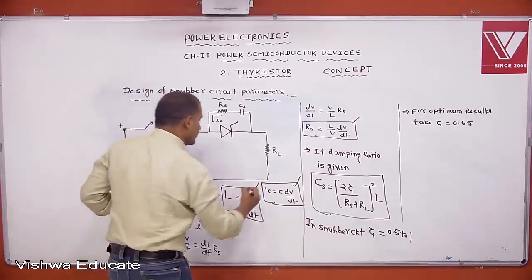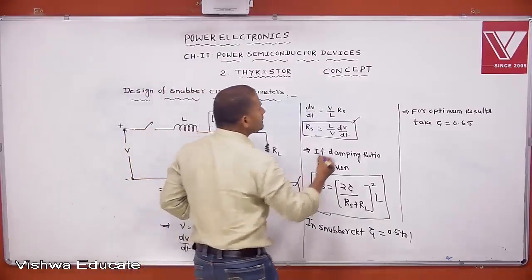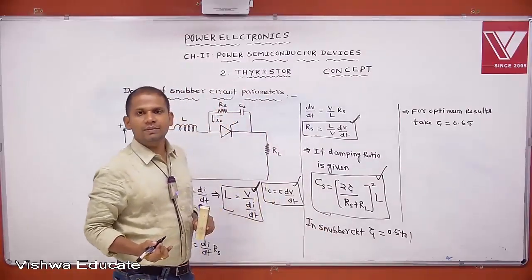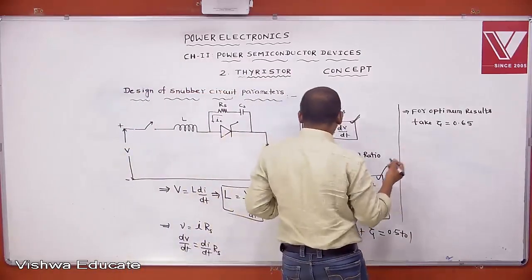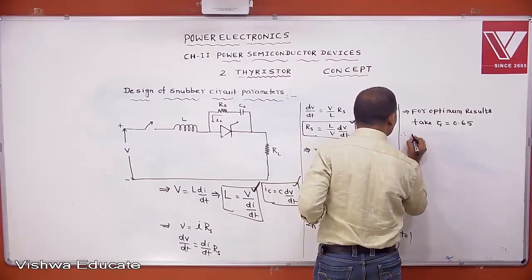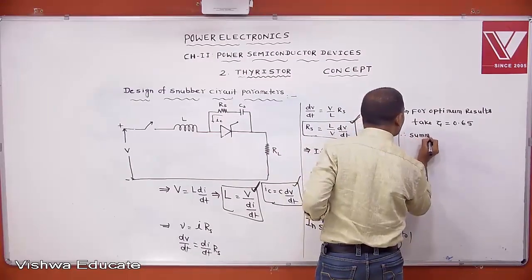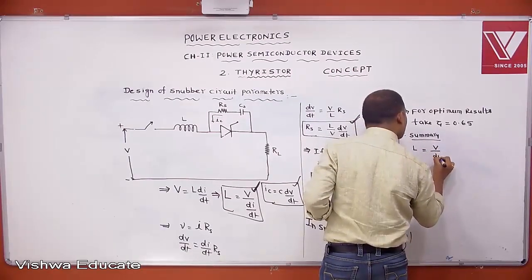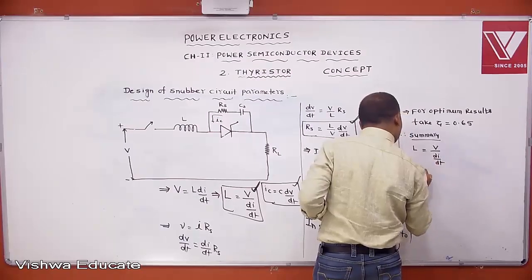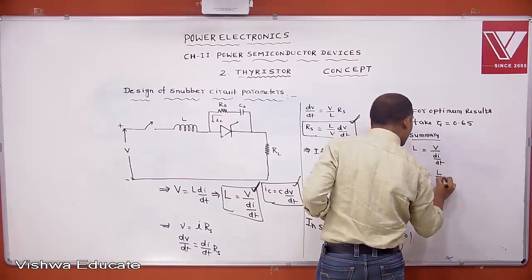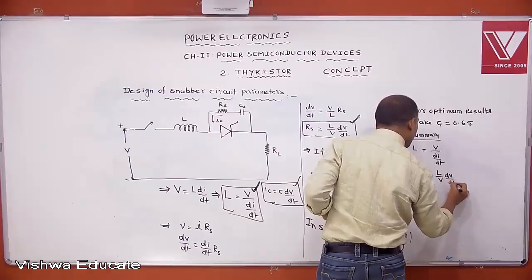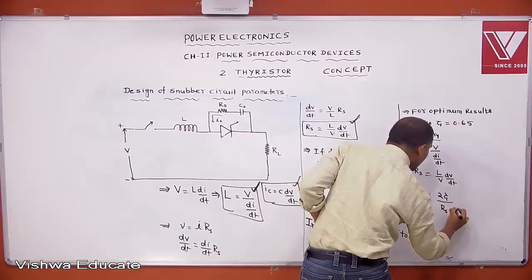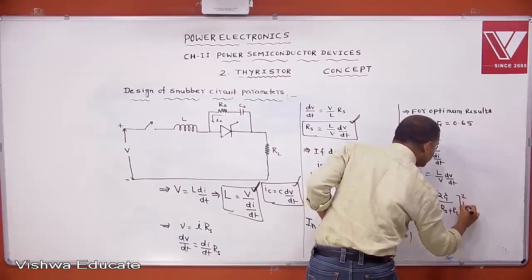This is the design of the snubber circuit inductance, resistance and capacitance. Here I am giving the final formulas as a summary. The inductance is L equal to V by di by dt. The snubber circuit resistance is Rs equal to L by V into dV by dt. The snubber circuit capacitance is Cs equal to 2 zeta by Rs plus RL, whole square, into L.